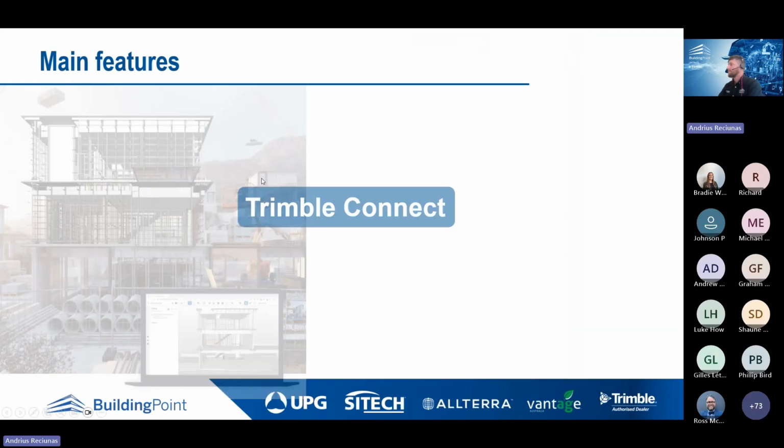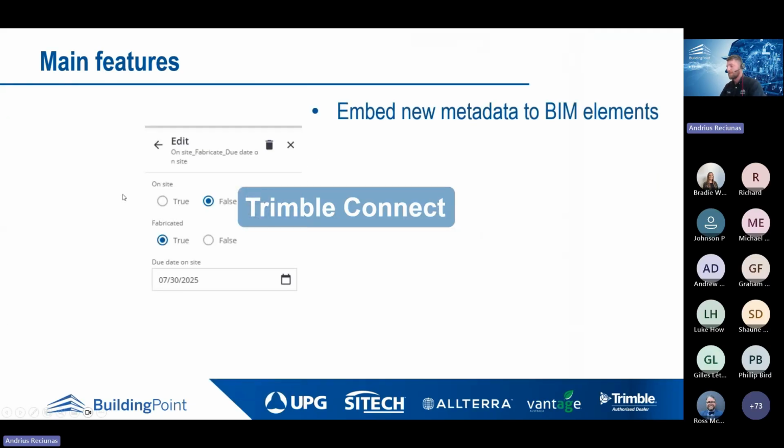Some of the less known features are that you can embed new metadata information to any 3D objects within the 3D view. So I can create any new information that I add to those. Let's imagine for a fabricator, I can click on an element and add when this was fabricated. I can put a date stamp. I could put a true or false statement. I can put free text or a URL link, which I'll show you later.